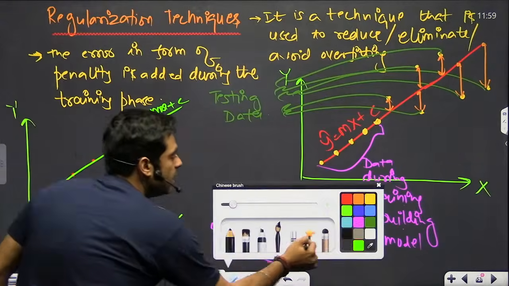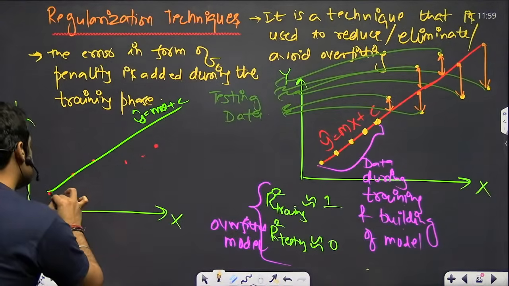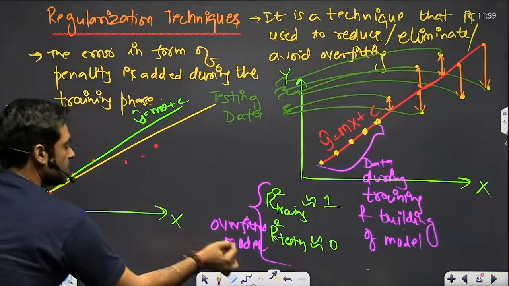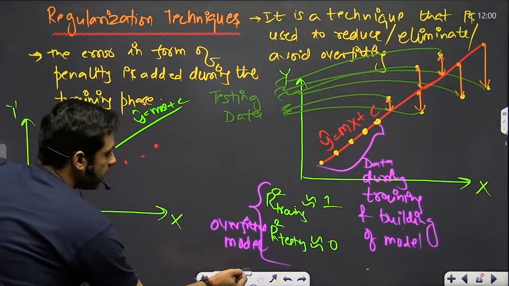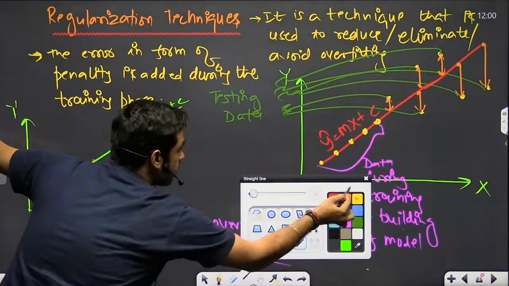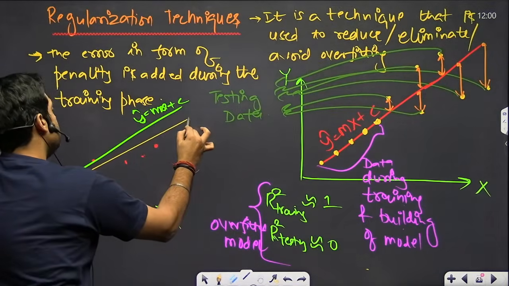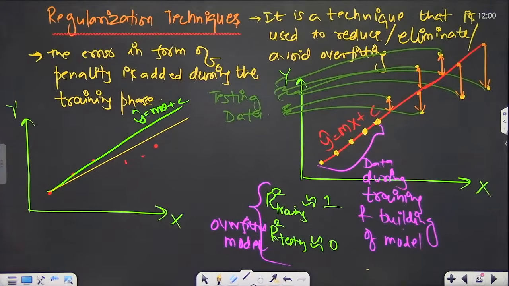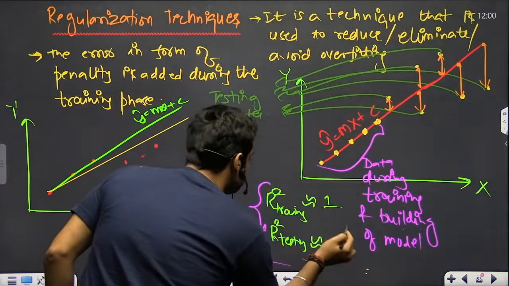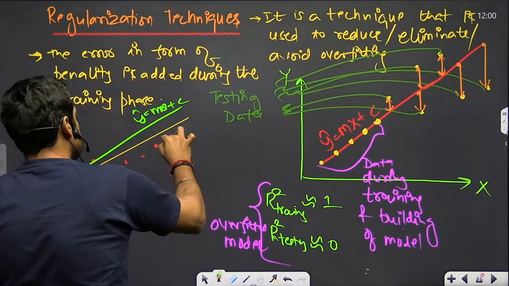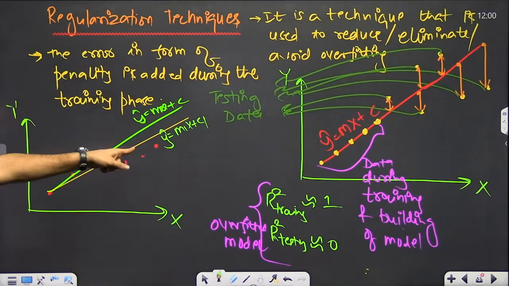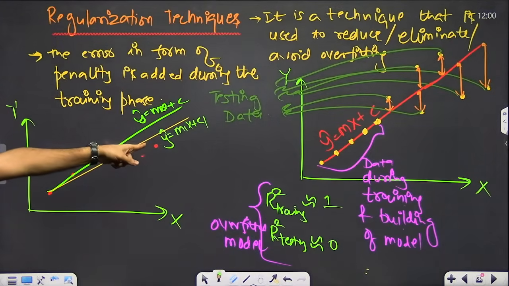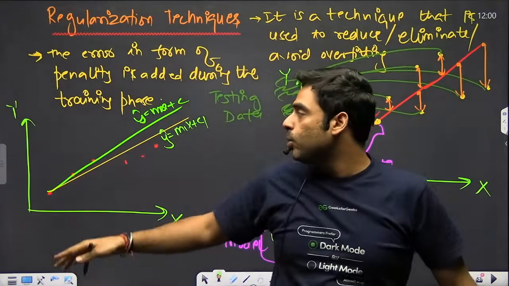Now what I would do is I would try to add certain error. Now this is y hat equals m1x plus c1. So this is with the regularization approach. This fitted line is with the regularization approach, where I try to add certain error.